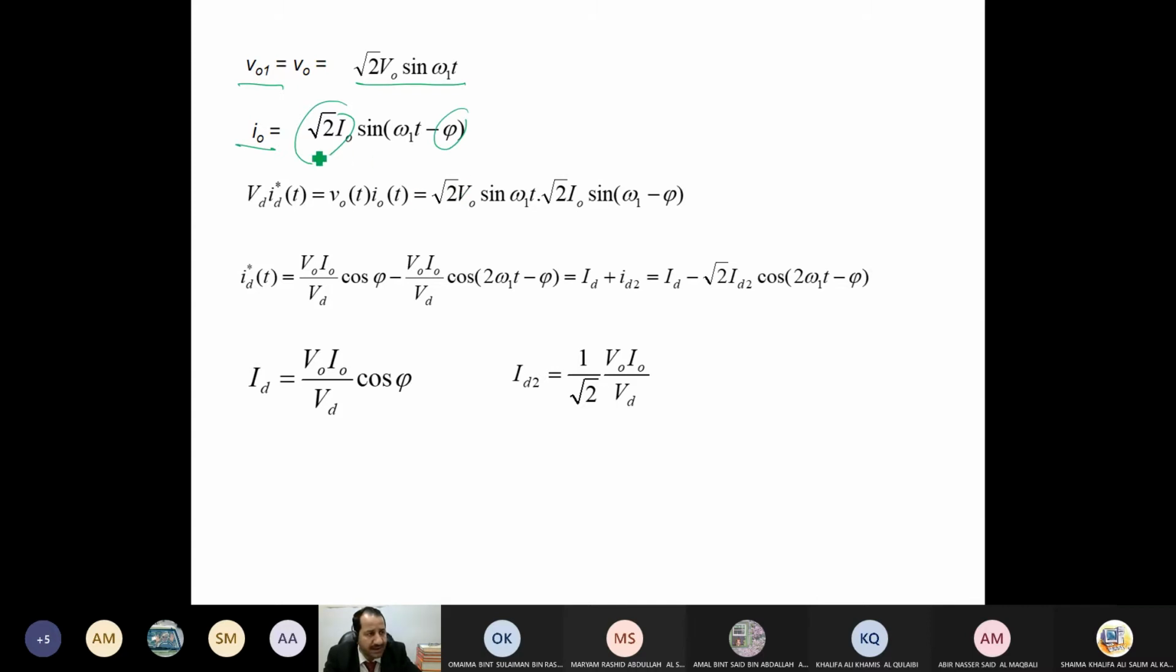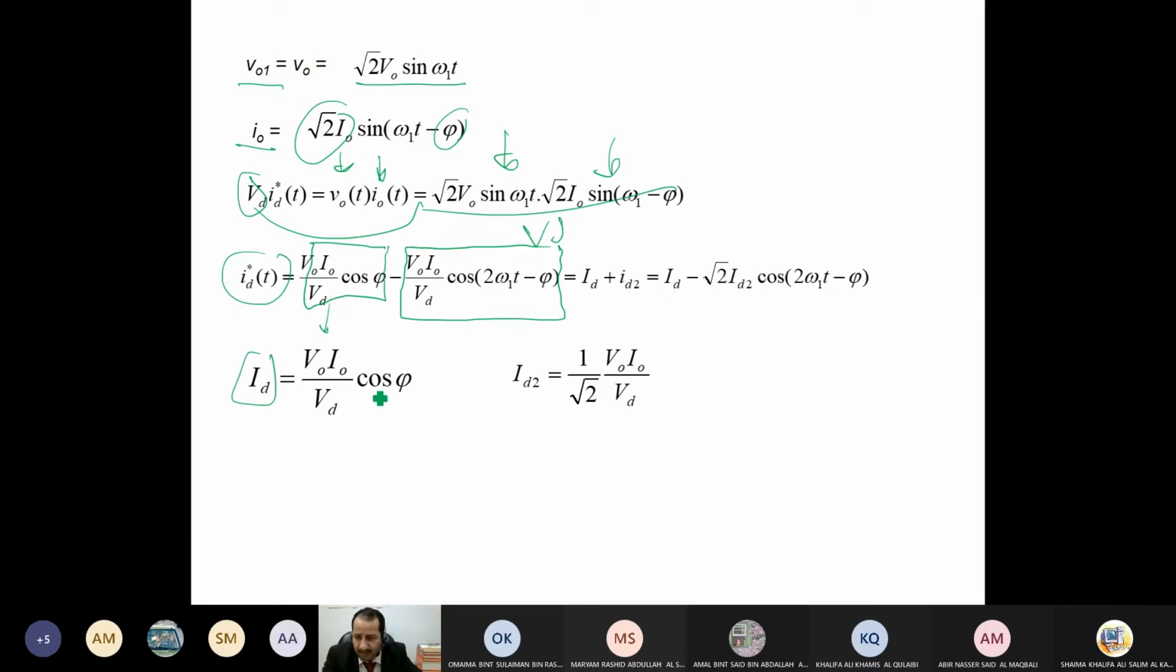Very easy. Now, if I substitute V and I here, both, and divide by Vd, we will get the current. The current will have two components. By the way, this is sine times sine, so if I expand it using trigonometric rules, I will get two components. This is component number 1, and this is component number 2. If I look at component number 1, I will call it Id. Okay, I will call it Id.